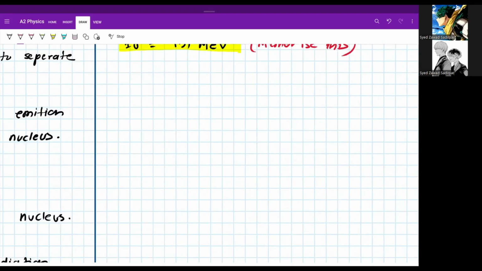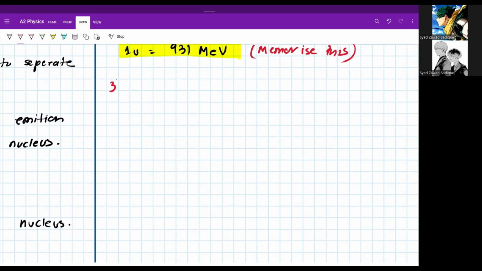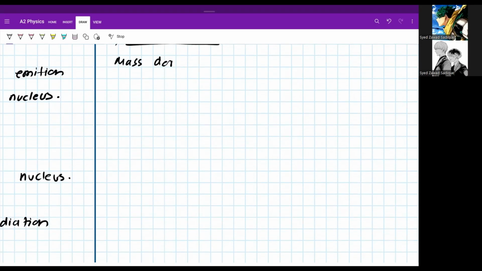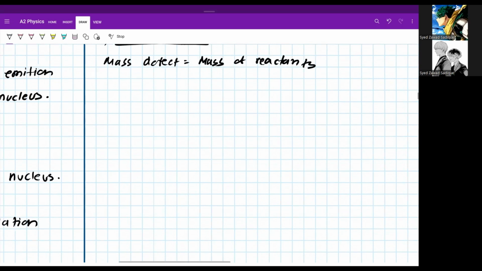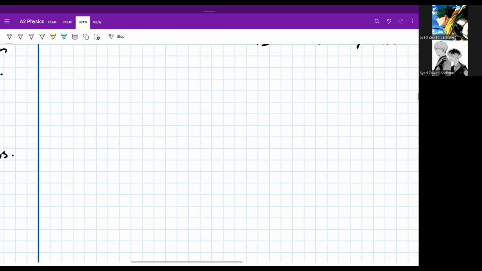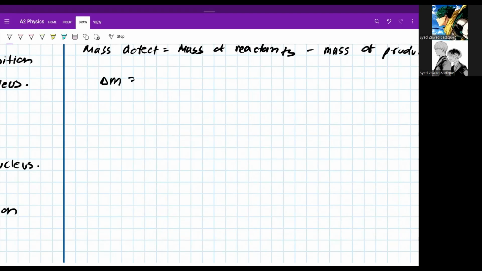Now our third concept is mass defect. Mass defect is equal to mass of reactants minus mass of products, which can be said as delta M equals Rm minus Pm.